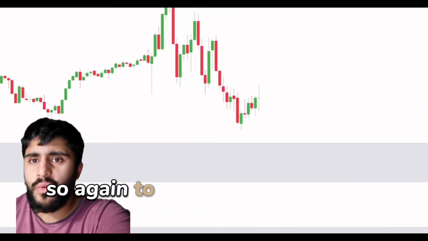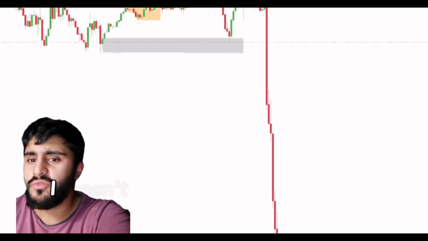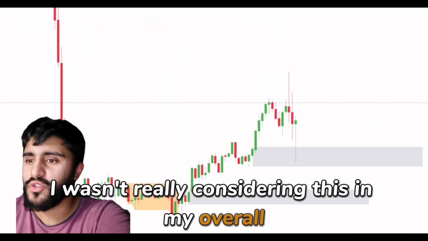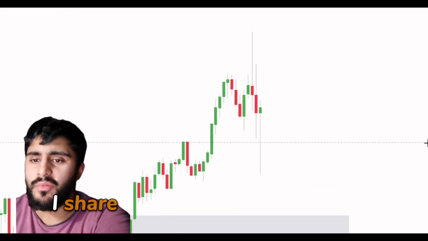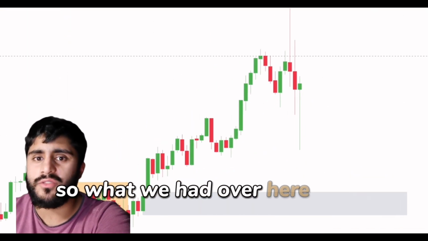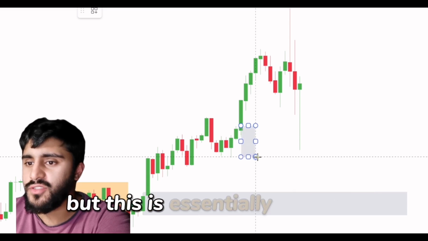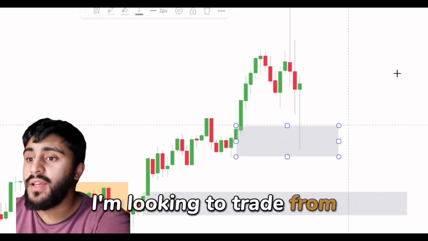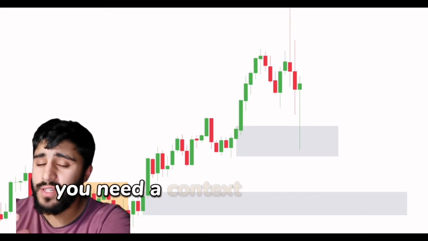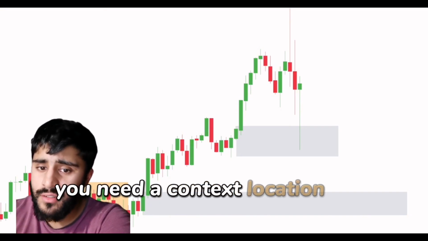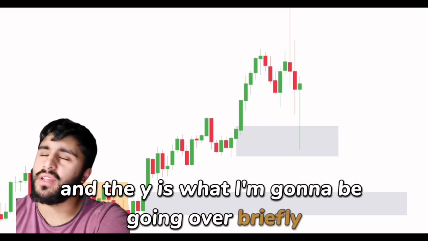So again, to quickly give you some context, we had a huge sell-off from FOMC. I wasn't really considering this in my overall trade thesis, but prior to the session, of course, I share the pre-market game plan. So what we had over here is we had a fair value gap. Price gave a 15-minute fair value gap, and this is essentially the zone I'm looking to trade from. This is the 15-minute zone I look to trade from. So whenever you trade, you need context, location, and the why. And the why is what I'm going to be going over briefly in this trade recap.